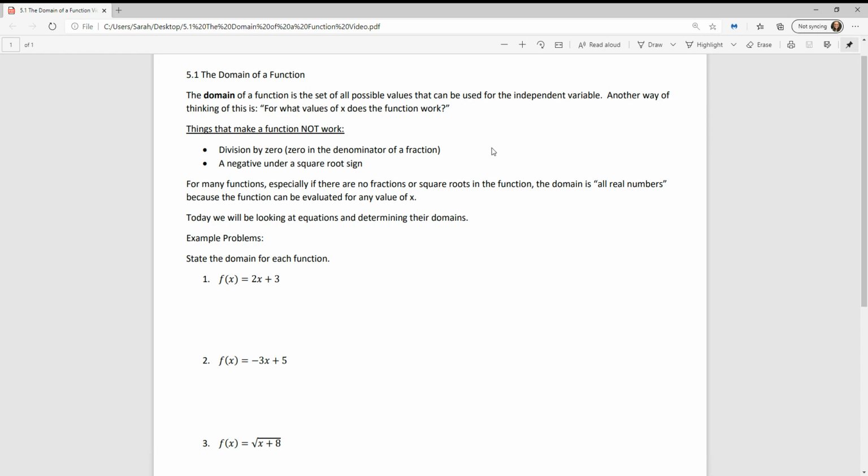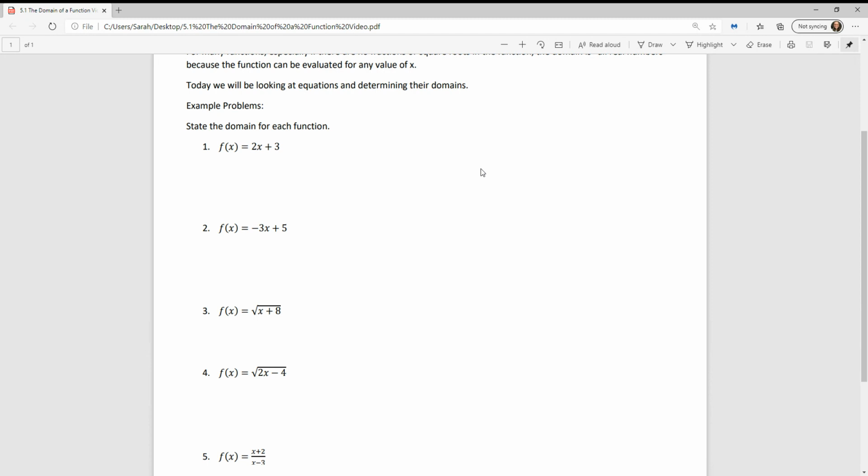For a lot of functions, especially if you don't see any fractions or square roots in the function, the domain is all real numbers. Because I can take any value of x, plug it into the function, and evaluate it like we did in the last homework, and get a number back. Let's try a few out.